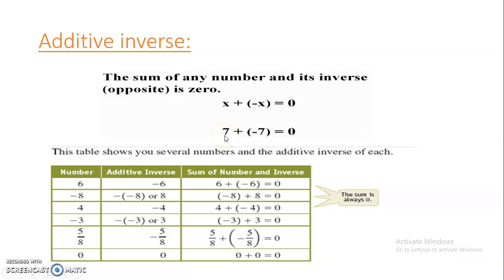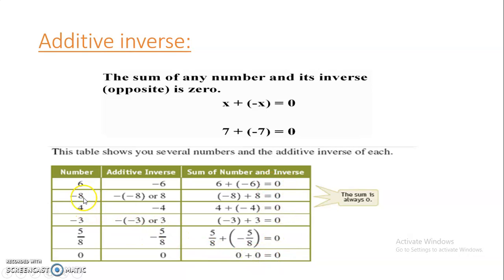For example, 7. When you add 7 with the negative of itself, or the inverse of itself, which is minus 7, it will give 0. There are some more examples, like the number 6. The additive inverse of 6 is minus 6. And when you add the number with its additive inverse, what will you get? 0. So in this whole table, the sum of the number and its inverse is going to be 0 only.